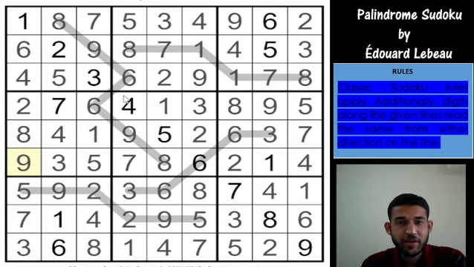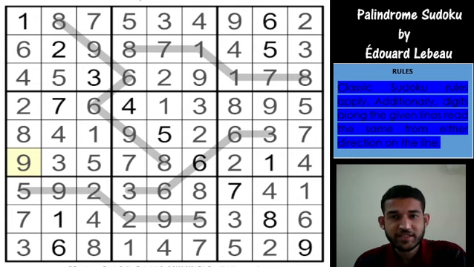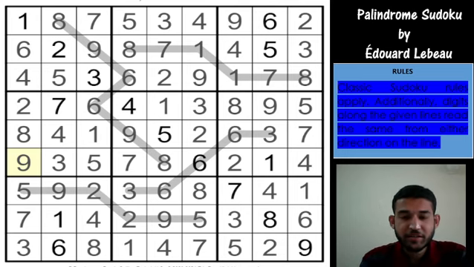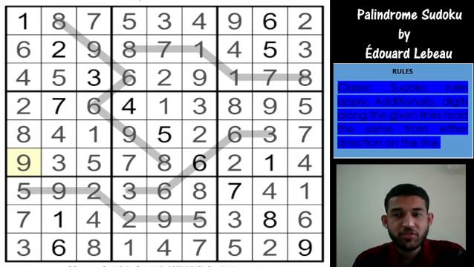And with that, we have completed this really nice construction by Edward Lebo, an excellent palindrome Sudoku which had some meaty deductions all through the solve. A wonderful solve to summarize the Sudoku.